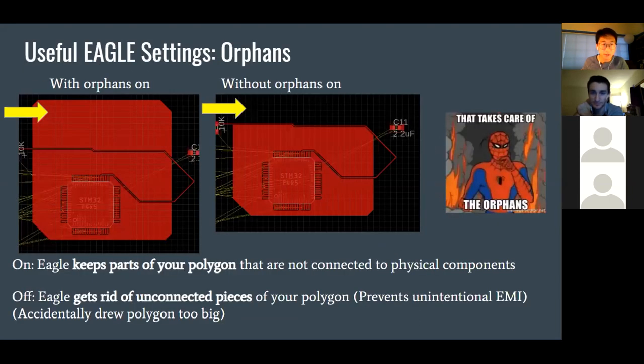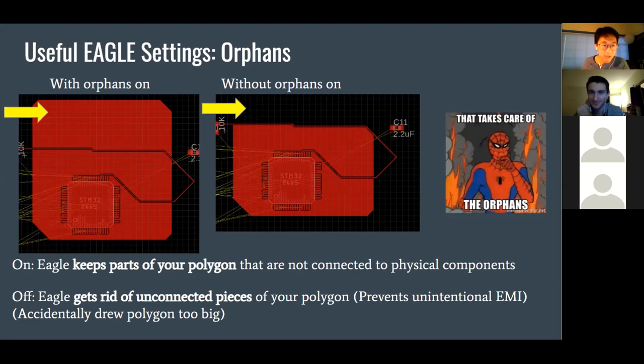Another feature we're interested in is orphans, dealing particularly with unconnected polygons. As we said before, Eagle is really nice and lets you outline this area for your polygons on a layer. So you'll say, okay, this will be all ground, all 3.3 volts. And so what happens if you then go in and use your traces and cut?